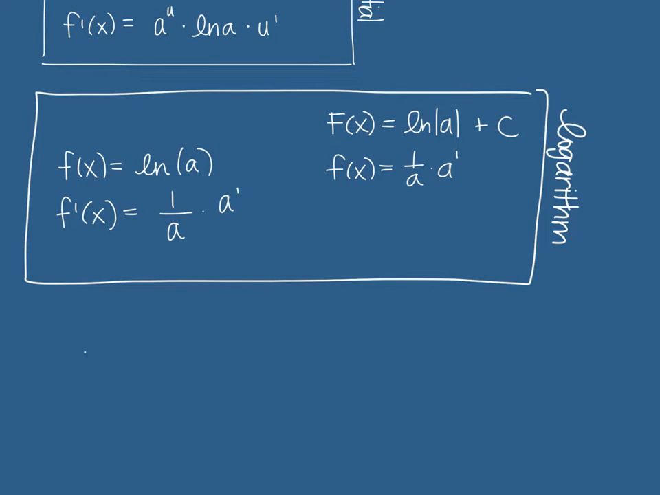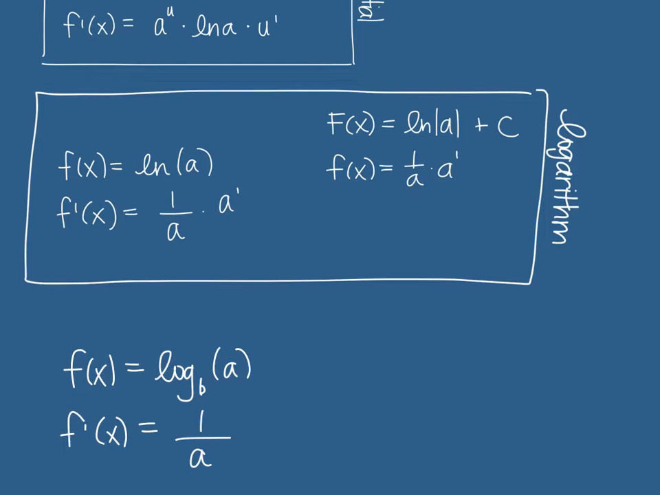Okay, so other logs. Do you remember, Abigail, what we did for other logs with a different base? I'll just put base b there. Okay, almost. It has the 1 over a in it, the 1 over anything. And then it has the 1 over the natural log of b, and then it has the a prime. So it has all the same pieces as a natural log, it just has the extra 1 over natural log of b.